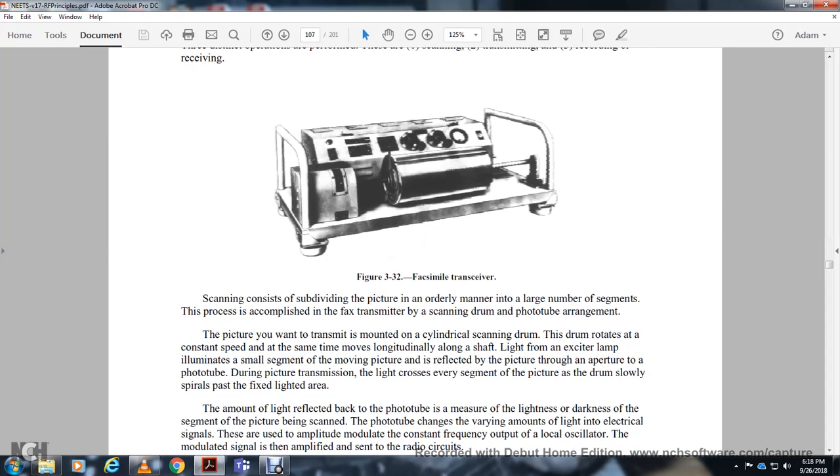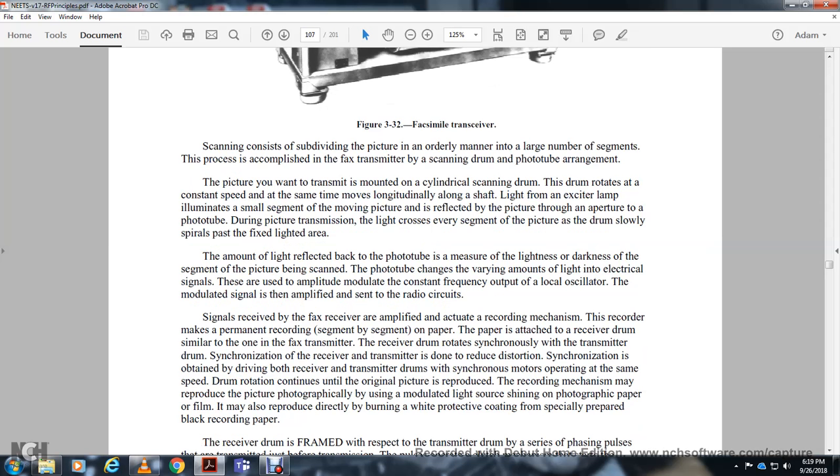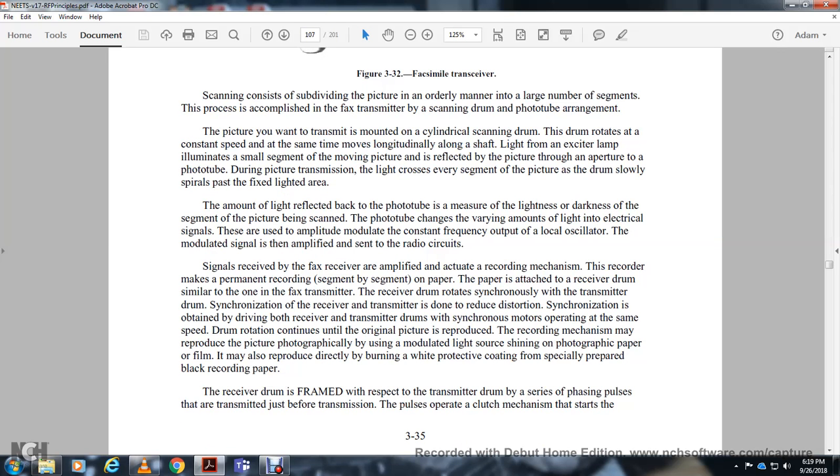Scanning converts the picture, subdivided in the ordinary manner, into a large number of segments. The process is accomplished in fax transmitting with the scanning drum and photo tube arrangement. The picture you want to transmit is bound onto a cylindrical scanning drum, which rotates at constant speed while moving longitudinally along its shaft. An exciter lamp illuminates a small segment of the picture, reflecting through the aperture of the photo tube during transmission. The light crosses every segment of the picture as the drum slowly spirals past the fixed lighted area. The amount of light reflected into the photo tube depends on the lightness or darkness of the segment of the picture being scanned. The photo tube converts the light into an electrical signal.